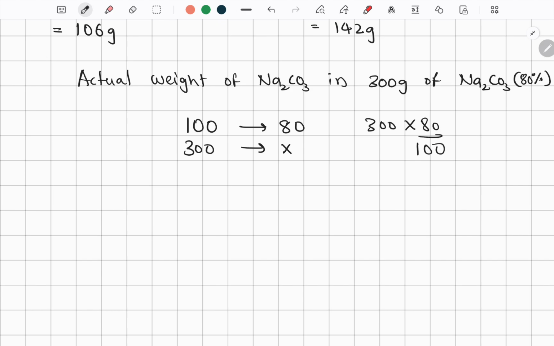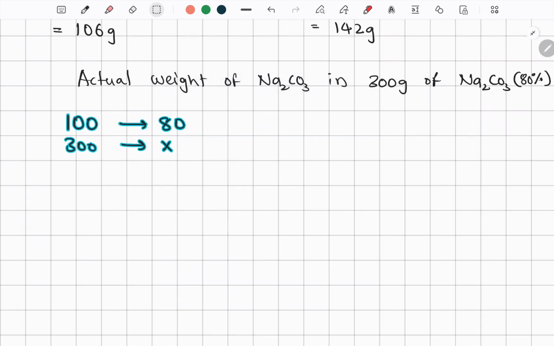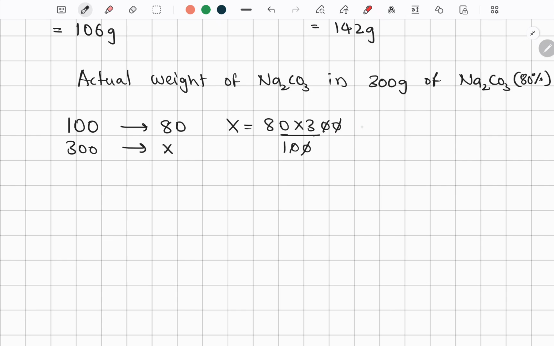Some do, but if you want to learn the basics, you have to see that out of 100%, 80% is pure, then out of 300, X will be pure. So let's calculate the value of X. X is equal to 80 into 300 divided by 100. So you get the answer, which is equal to 240 gram.